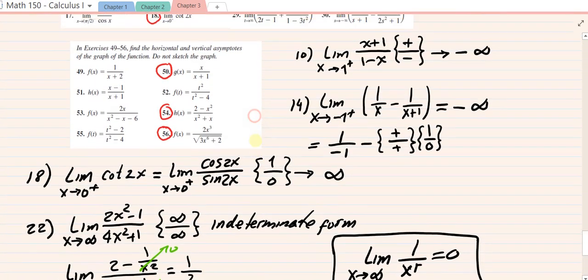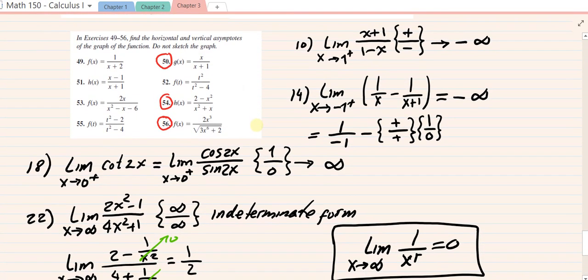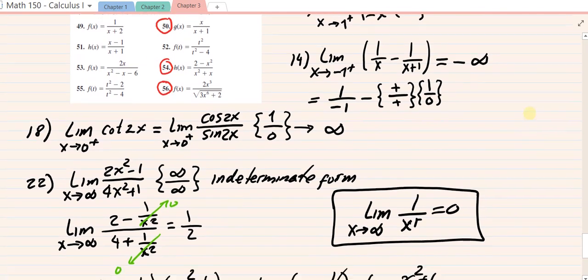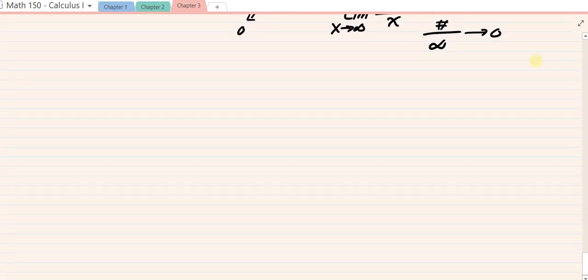And let's take a look now at numbers 50, 54, 56. In exercise number 50, the question reads, find the horizontal and vertical asymptotes of the graph of a function. Do not sketch the graph. So we don't want to do that. We want to use the definitions of horizontal and vertical asymptotes, that is their limit definition, to do that. And we are going to do number 50 now.